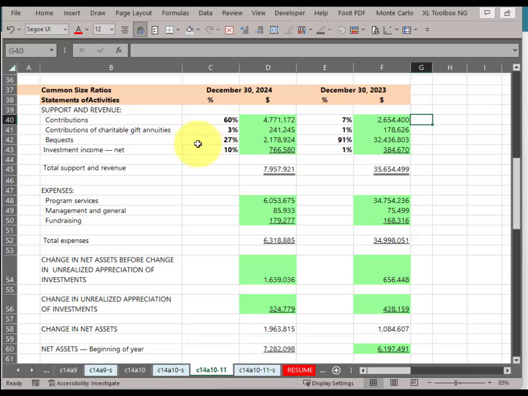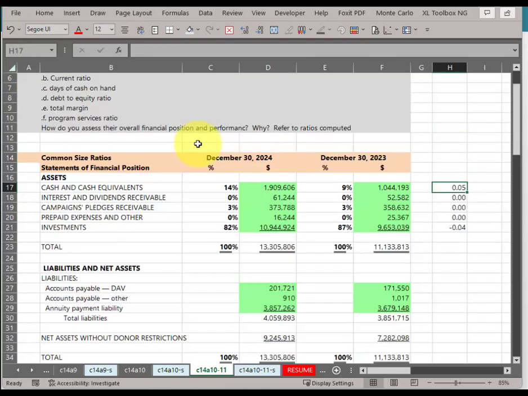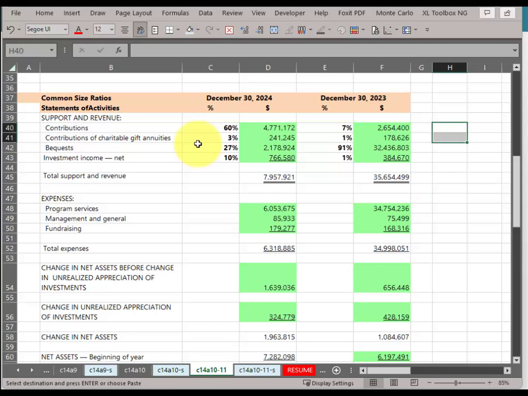And already I see something pretty interesting. We'll borrow those formulas again here. We'll bring them down here to look at the changes. But you see gigantic changes. There was a huge change in the proportion of all of our revenues coming from contributions. Last year it was only 7%. This year it's 60%. And there was a gigantic drop in what we were getting from bequests.